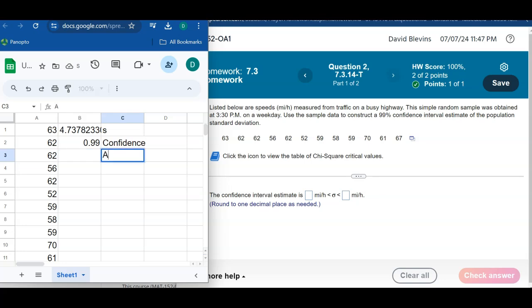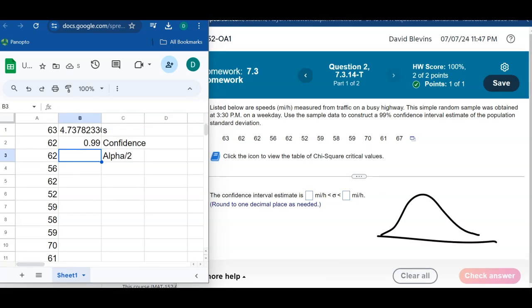And then I'm going to do alpha over 2. So alpha over 2 is the area outside of the center of this distribution. So again, chi-squared is right skewed. So this is 99%. That means this is 0.99 right here. So each one of these tails has an area of half of that 99% taken away from 100%. So 99 taken away from 100 is 1%. Half of that, half of 1%, 0.005, is above the 0.99, and half of it is below. So that's the number that we're doing here.